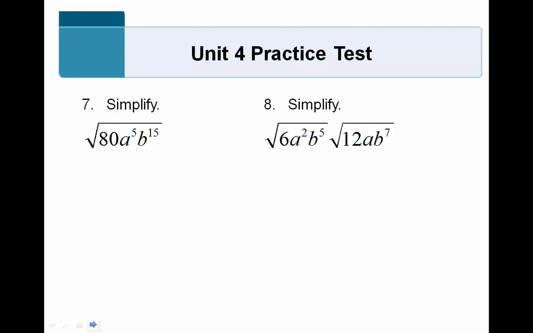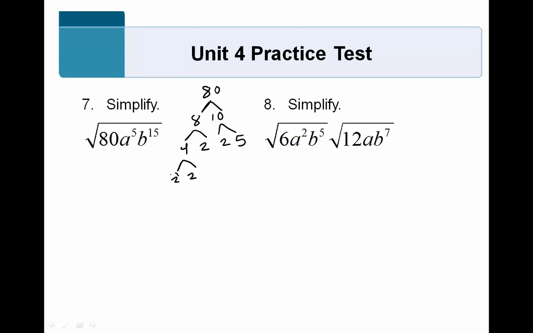Simplify radical 80, a to the 5th, b to the 15th. We're going to have to split up everything here. So factor tree for 80. 8 times 10 is 80. 4 times 2 is 8. 2 times 2 is 4. The 10 goes to 2 and 5.